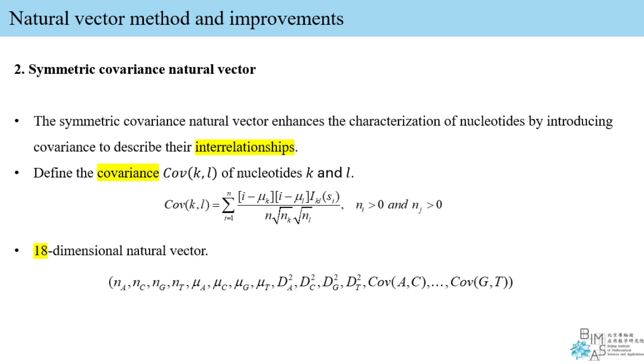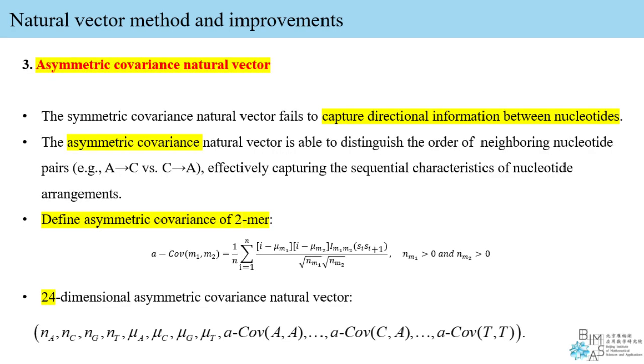But there's also some drawbacks for this one. You cannot extend it to high order. So then we introduce this one, a symmetric covariance. That's what I studied last year. When I come to this one, we propose this asymmetric. The key point of the asymmetric is that we captured this one.